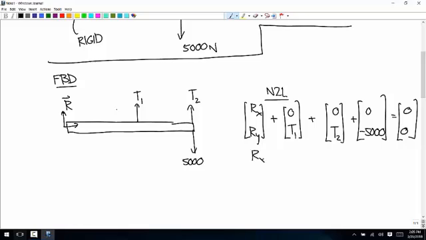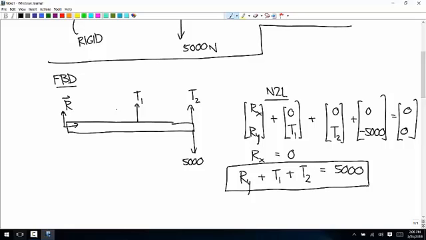So Rx is equal to 0, we know that. And then Ry plus T1 plus T2 is equal to 5,000. Call that equation star. And now mathematically you can see that it's statically indeterminate. We've done everything. Well, that's not true. We haven't done everything yet.